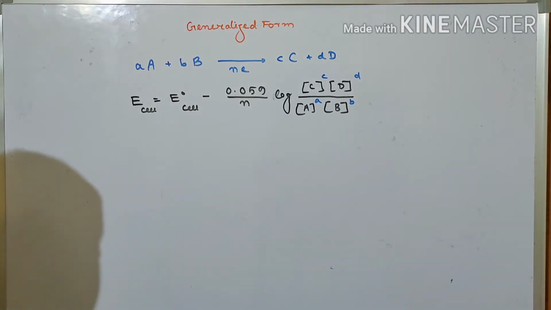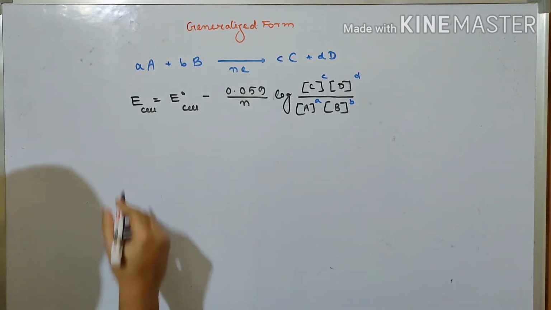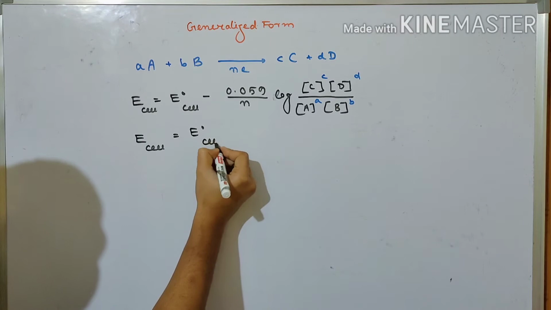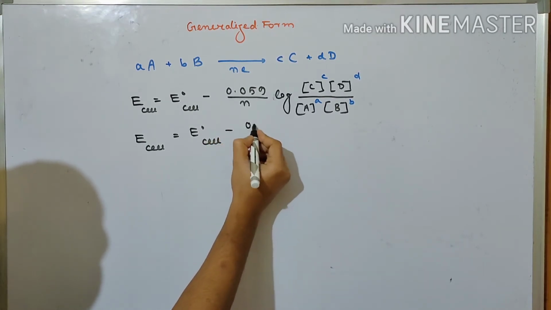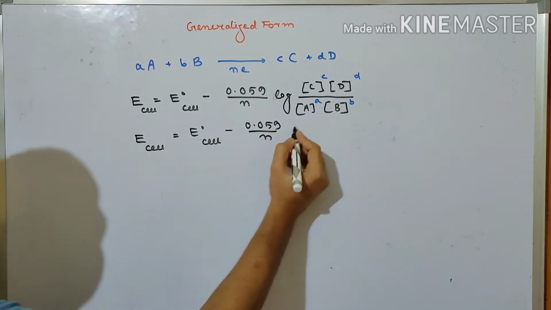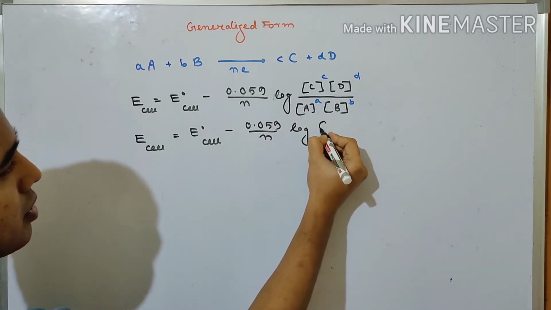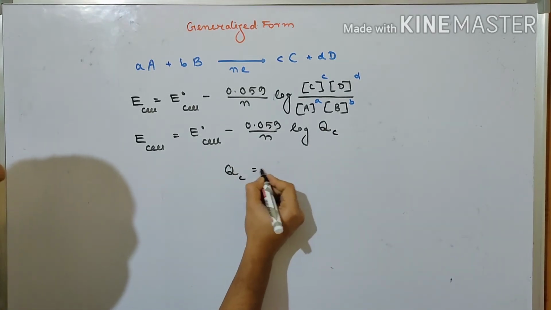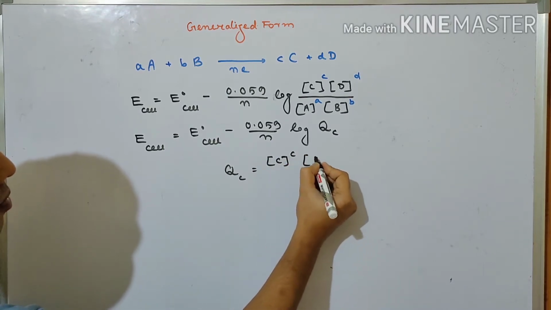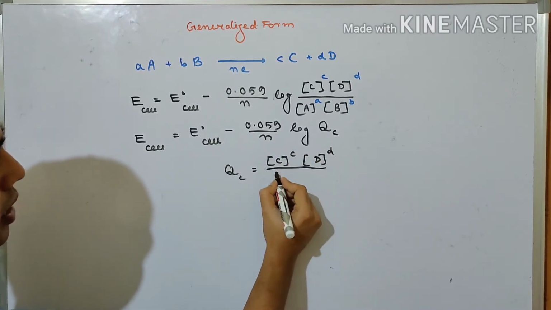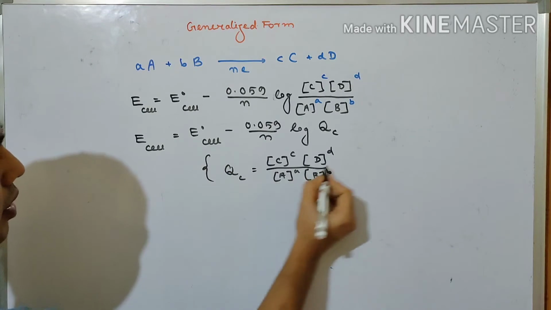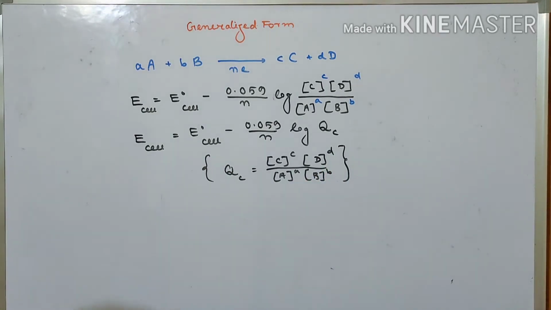And furthermore, we can rewrite the same equation as E cell is equal to E0 cell minus 0.059 by n log of Q, where obviously Q is QC also sometimes, but QC is the concentration part alongside their coefficients. This part is easy. So this is how the generalized form of the Nernst equation will look like.